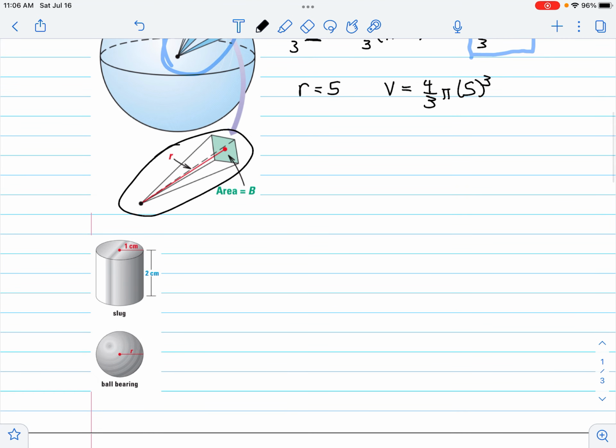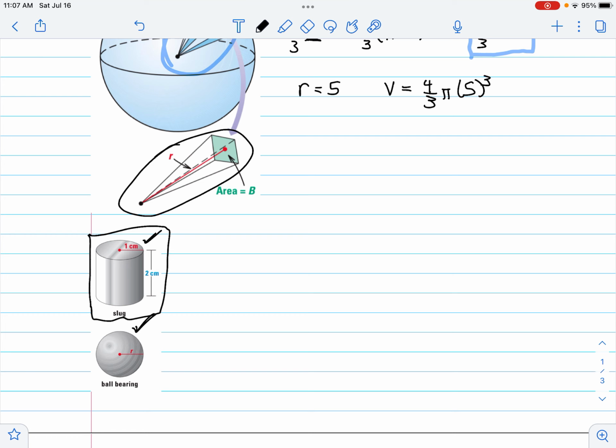Now let's look at a way that we can use this volume. Let's suppose that we've got a cylinder of some metal, and we want to take that cylinder and melt it down and make a ball bearing out of it. In other words, let's say the material to make a ball bearing comes in this thing called a slug, and it's just a cylinder of metal that we're going to melt down and make into this ball bearing. Now, the ball bearing will have the same volume as that cylinder.